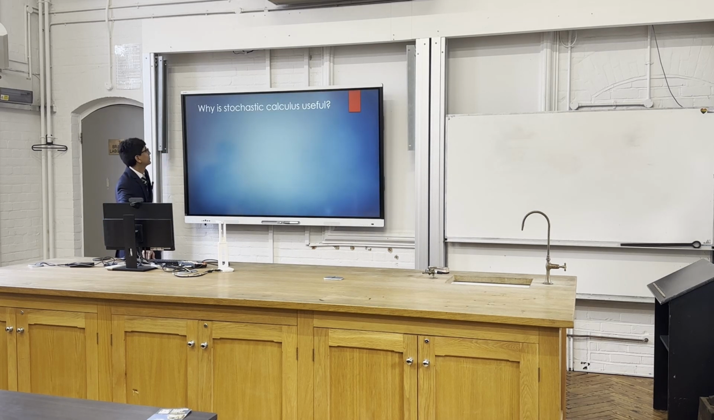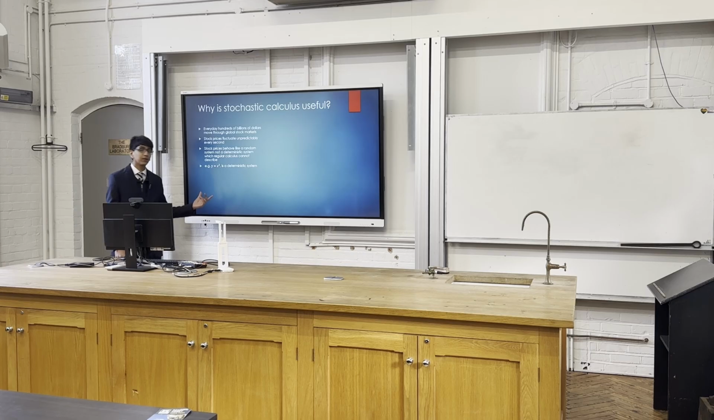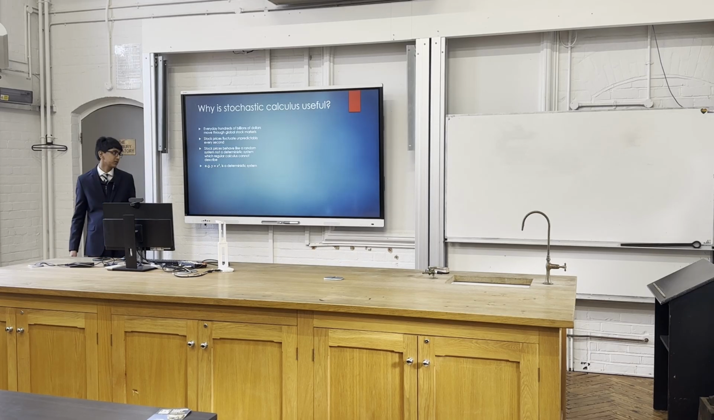So why is it useful? Every day, hundreds of billions of dollars go through the stock markets globally. And I think this figure is around 400 billion every day over the last week. They fluctuate unpredictably every second. So they behave like a random system, not like a deterministic system, which is what most of us are used to, which regular calculus can't describe.